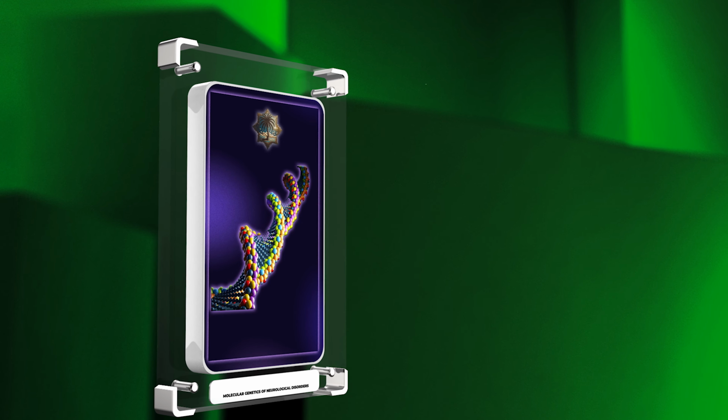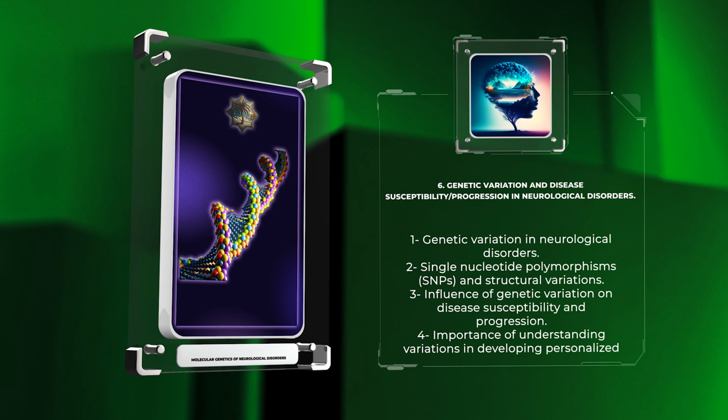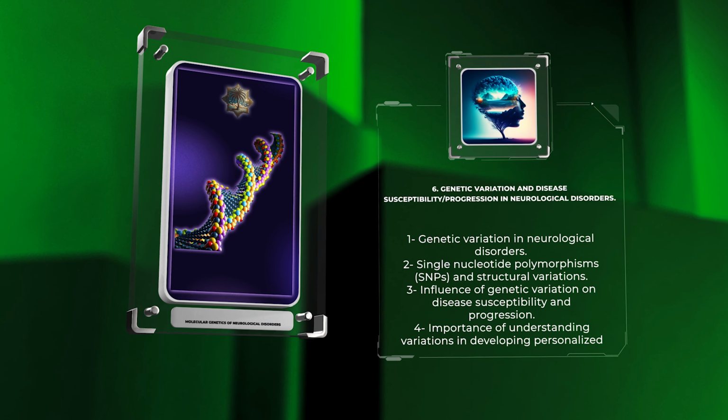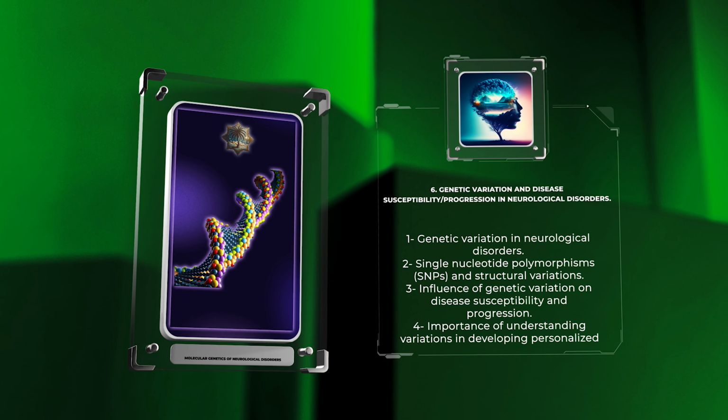Genetic variation affects disease susceptibility and progression in neurological disorders. Single nucleotide polymorphisms, SNPs, and structural variations contribute to increased vulnerability. Understanding these variations helps develop personalized treatments.